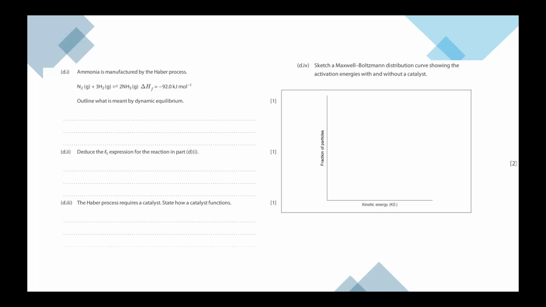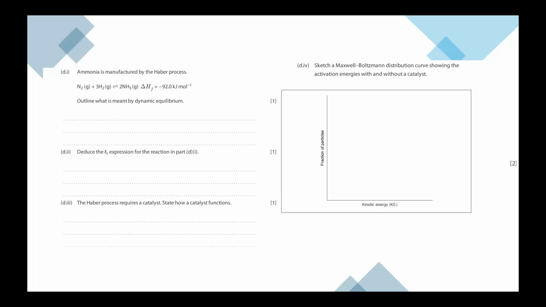And outline what is meant by dynamic equilibrium. So a definition question, right? Then deduce the Kc expression, so the equilibrium constant, for the reaction in part D1, just above. And the Haber process requires a catalyst. State how a catalyst functions. So those are all 1-mark questions. Then we're going to finish it off with a 2-mark question: sketch a Maxwell-Boltzmann distribution curve showing the activation energies with and without a catalyst. So there are 3 things to do on that, really, for 2 marks.